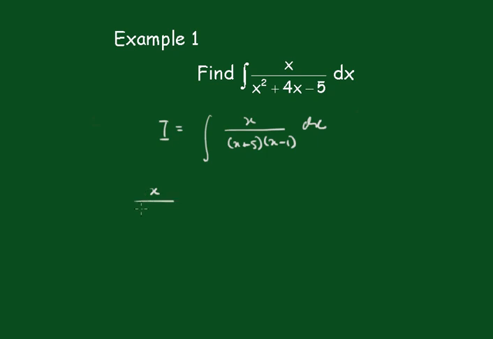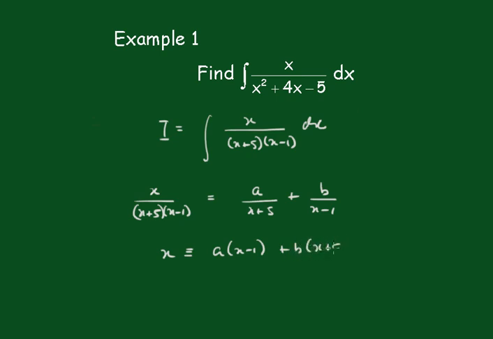Now I'll just go away and write this as x over (x plus 5)(x minus 1) equals some constant A over x plus 5 plus some constant B over x minus 1. Now looking at only the numerators, x must be identically equal to A outside of x minus 1 plus B outside of x plus 5.